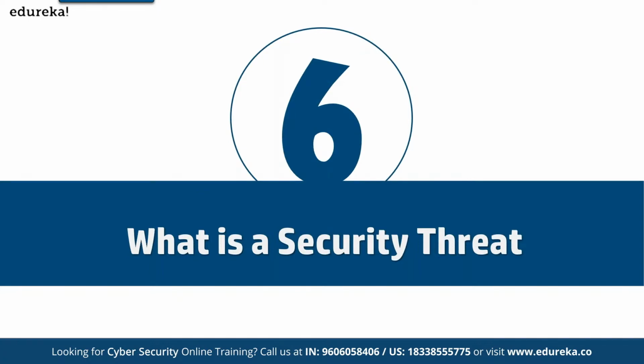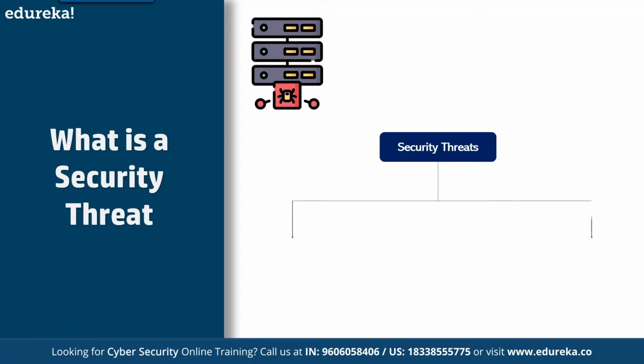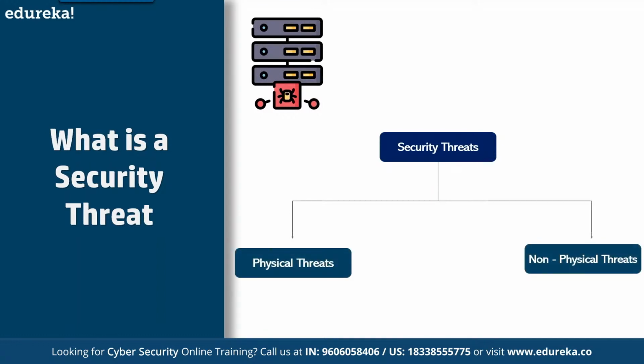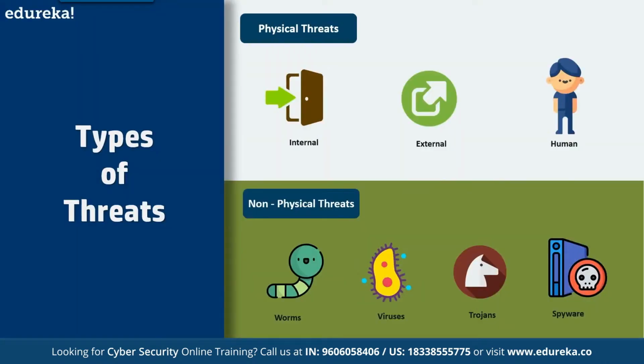Now, what is a security threat? Any risk which can potentially harm your computer is known as a security threat, which can be classified into two parts. One is physical, second is non-physical. Physical threats can be internal, external, or human, wherein someone can come to your data center and steal something, or try to access your environment from an external environment. Non-physical threats can be Trojans, worms, viruses, or spyware; the entire family of malware you can say are non-physical threats. That's a small diagrammatic representation of it.